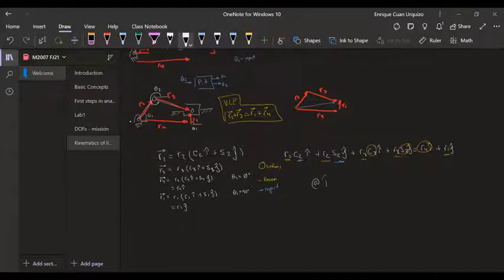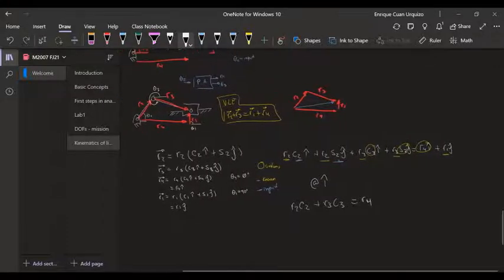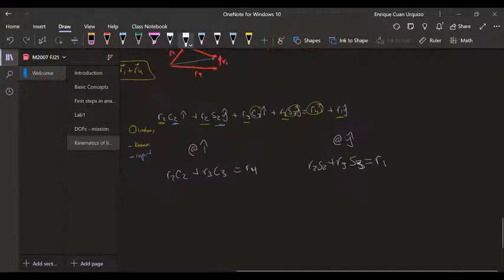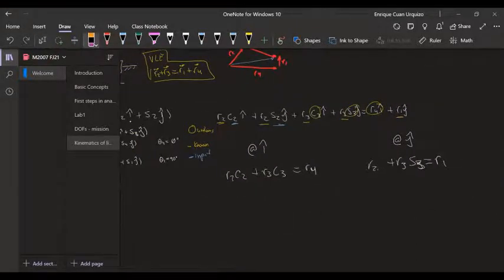So whatever happens horizontally is going to be here. So it is R2 cosine of theta 2 plus R3 cosine of theta 3 equal to R4. And then vertically, at j, I have R2 sine of theta 2 plus R3 sine of theta 3 equal to R1. Let me try to do a better job for you with my handwriting.